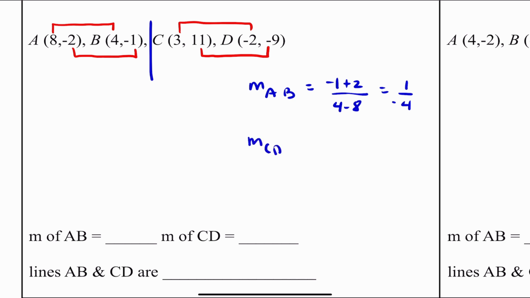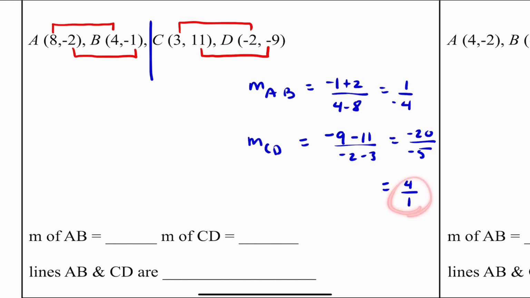The slope of CD is -9 minus 11 over -2 minus 3. -9 minus 11, if I put that in the calculator, that's -20 over -2 minus 3 is -5. Really, I can look at that. That simplifies to 4/1. See how they're both negatives? So what number goes into -20 and -5 at the same time is -5, or you can just get rid of the negatives just like so, because you know a negative divided by a negative is a positive, right?